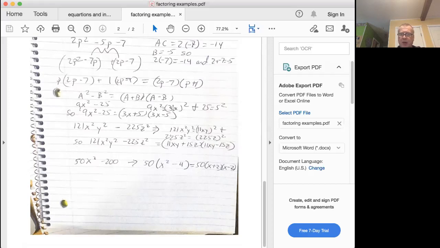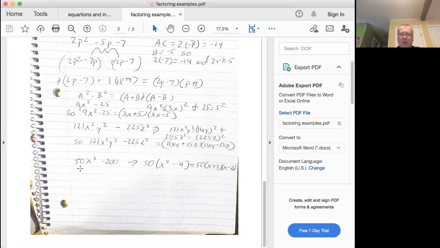The other binomial is what we had to square first minus what we had to square second. And so since we had to square 3x first, we put 3x in both slots. Then plus and minus. You could have this as minus and plus too, it doesn't matter. And then what do we square second? The 5. So we put the 5 in both those slots. So for this one, 11x squared y squared minus 225z squared: 11x squared y squared is 11xy quantity squared, and 225z squared is 15z quantity squared. And so we get 11xy and 11xy, then plus and minus, and then 15z and 15z.